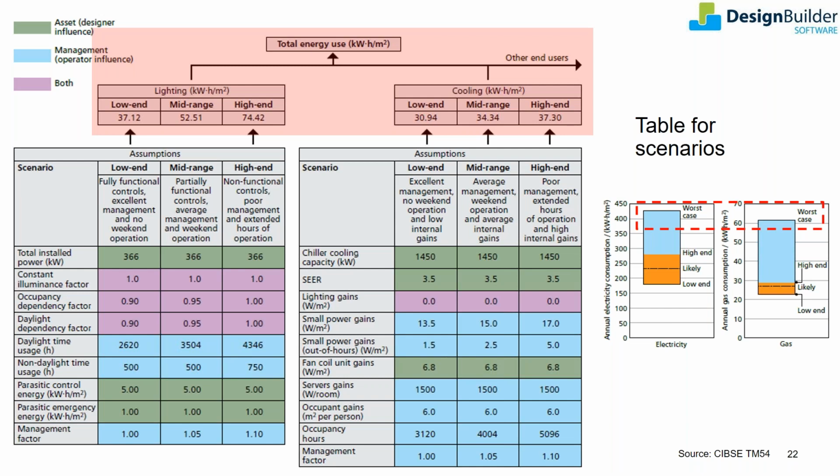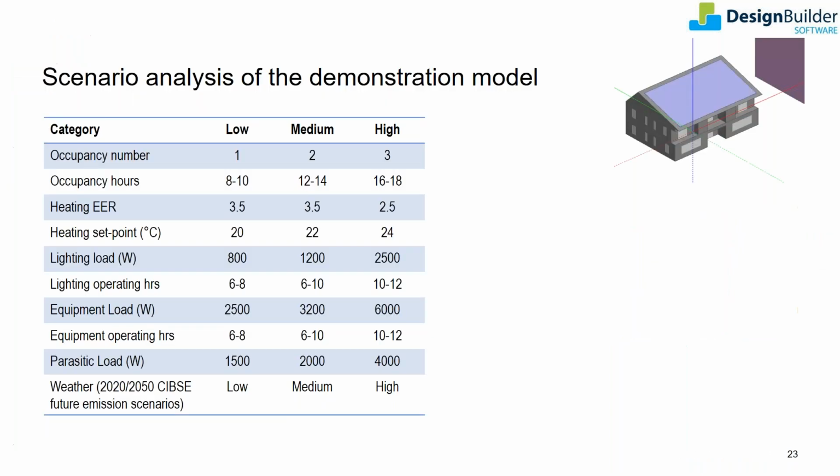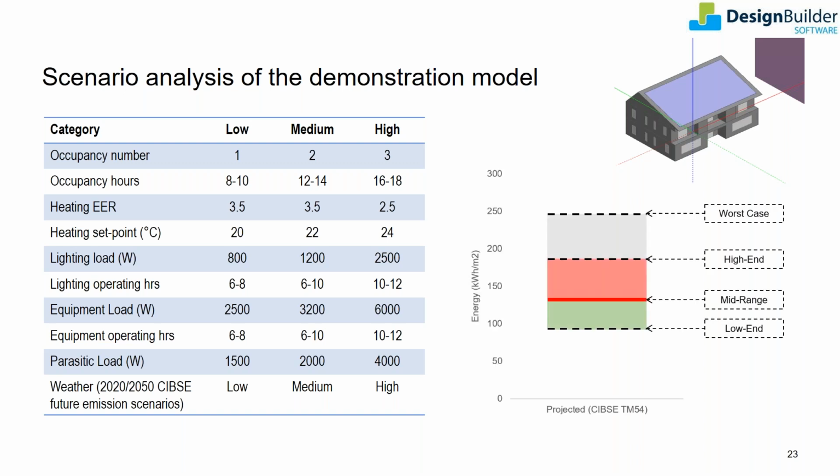Finally, TM54 also suggests a fourth scenario, worst case scenario, where high degree of mismanagement and inefficiencies occur in building construction and operation. This will inform the project team about the impacts of their actions. So a quick scenario analysis was done for the demonstration model by modifying these input parameters under high, medium, and low scenarios. The simulations were done and the results plotted show the total annual energy range, that is low end, mid range, and high end scenarios, within which the actual performance might lie when the building is operational.